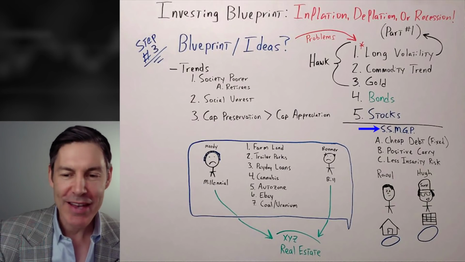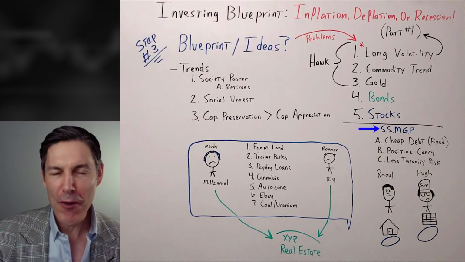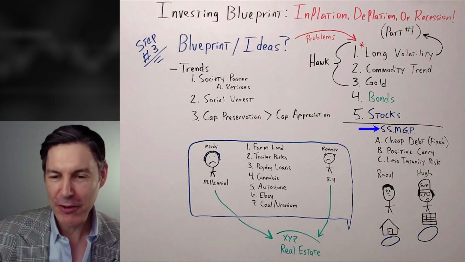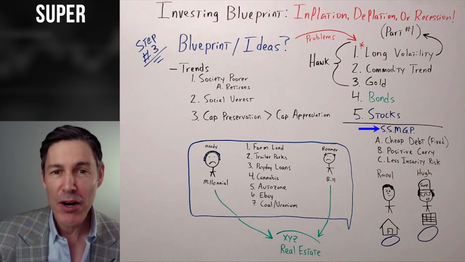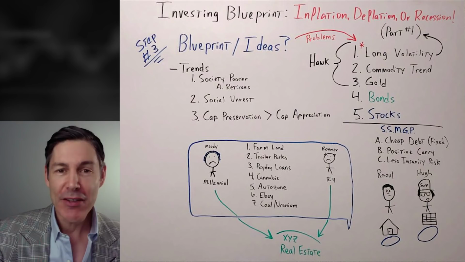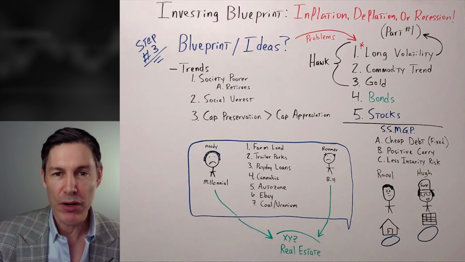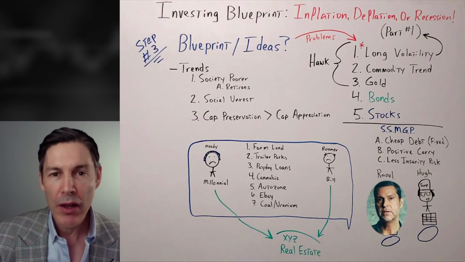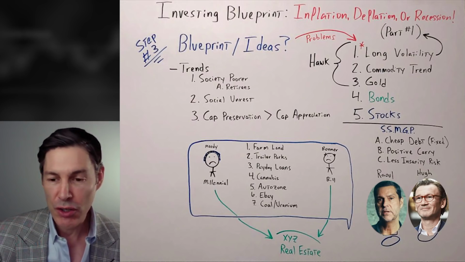Now we head over to the SSMGP. Just like the Fed, we have to have a 4 or 5 letter solution for everything. But this is the super smart macro guy plan. And I saw a video the other day, an interview that was fantastic on Real Vision between Raoul Pal and Hugh Hendry, who I just interviewed for my channel. If you haven't seen that interview, make sure you do so.